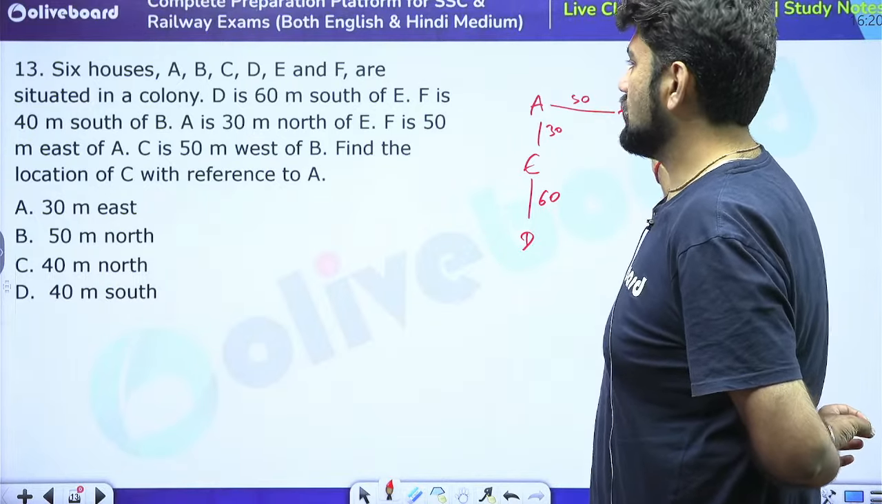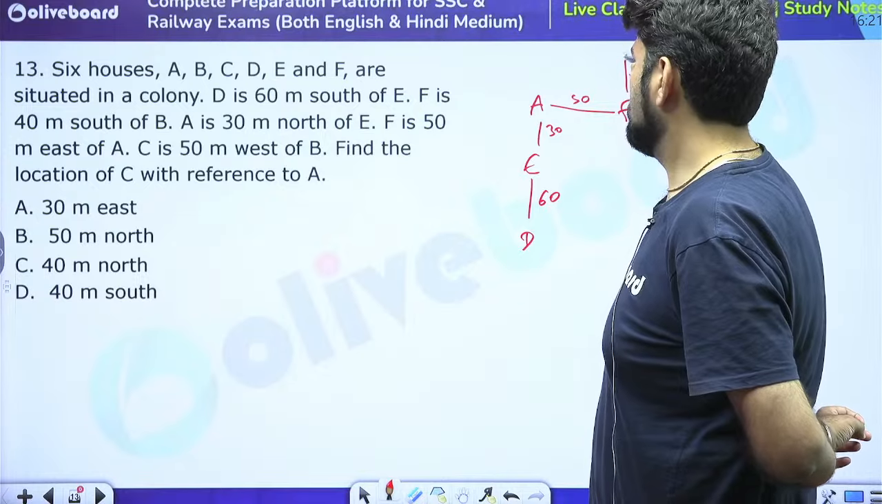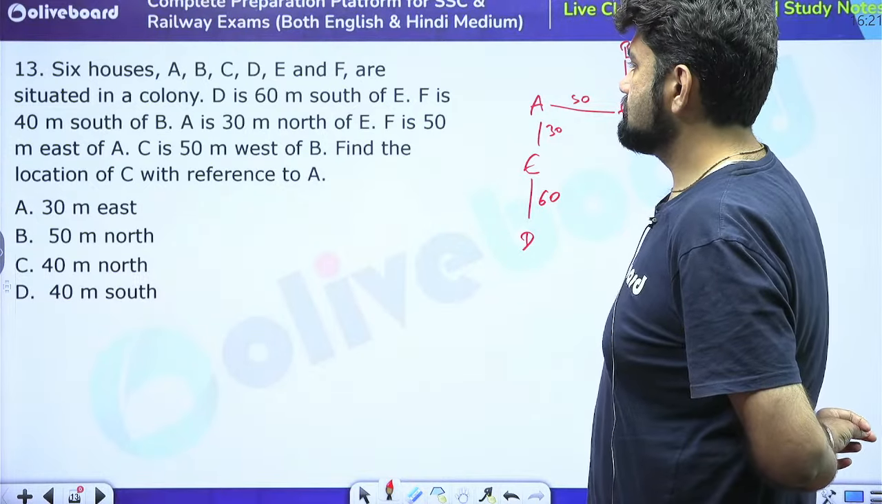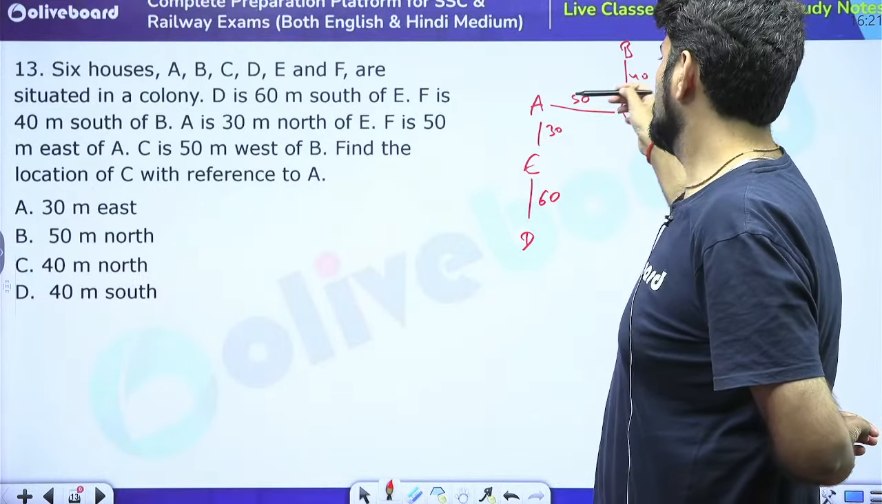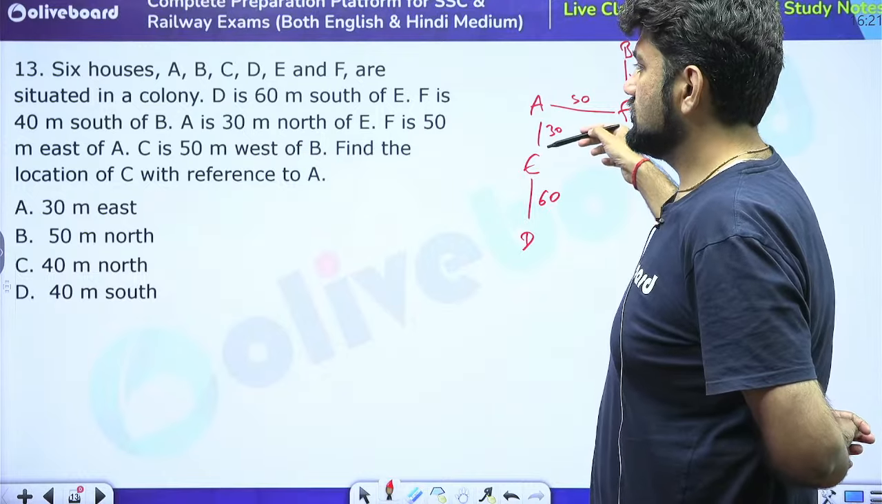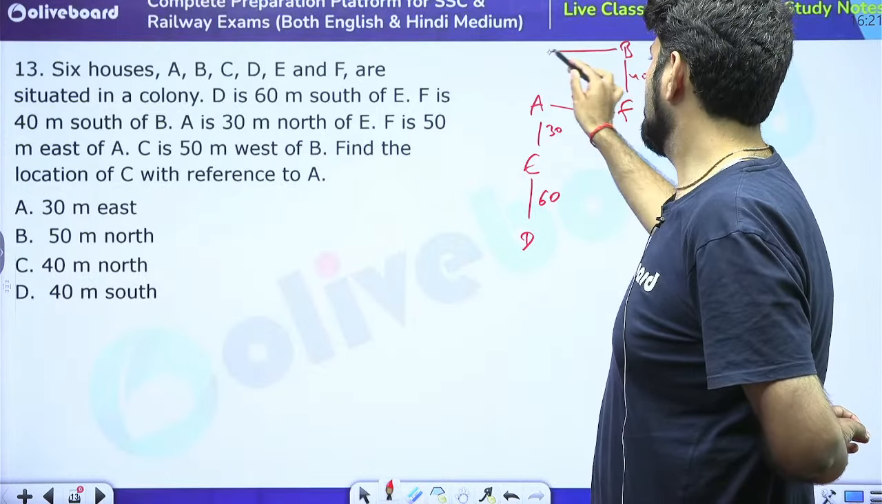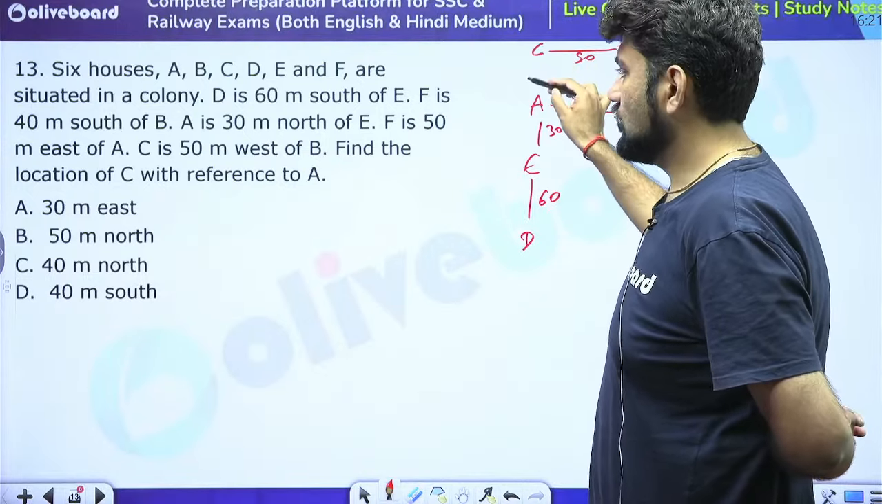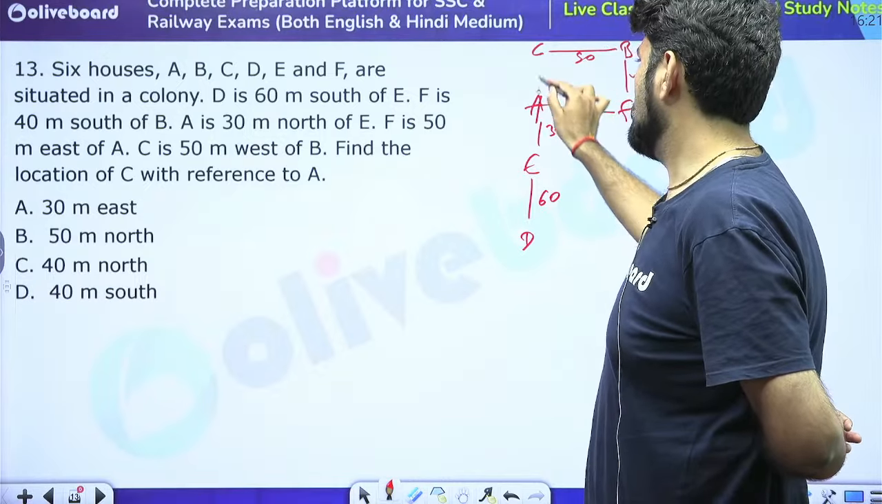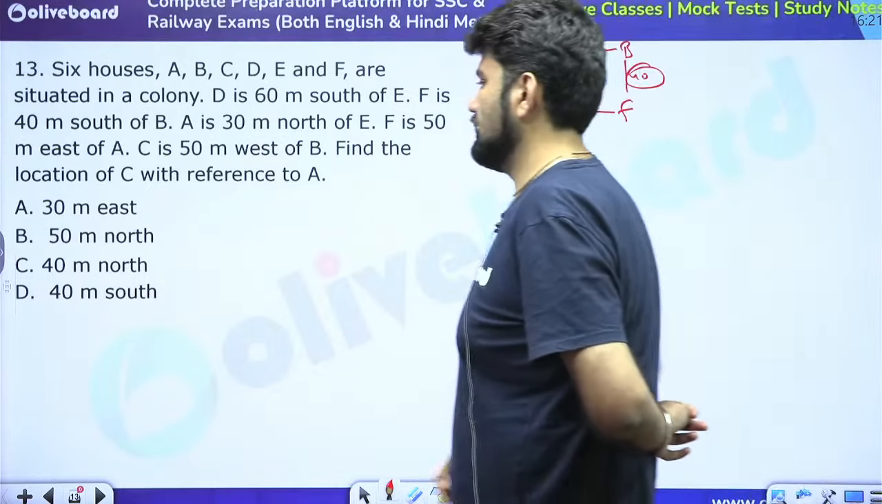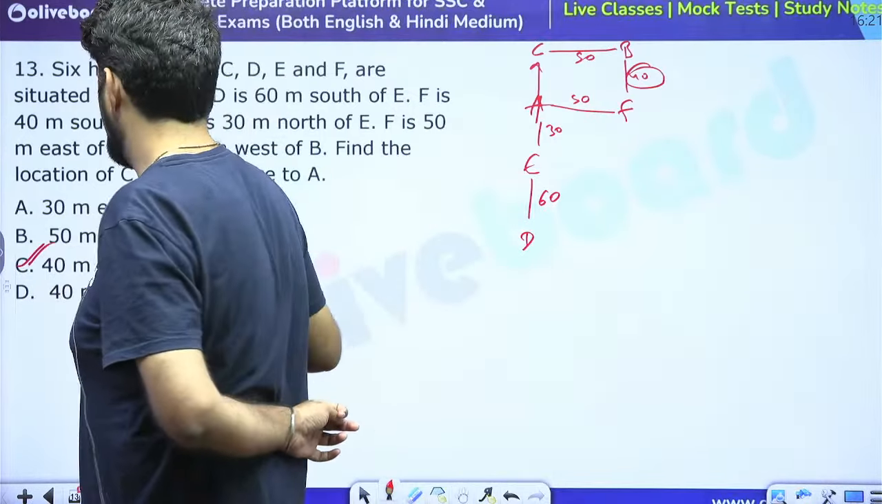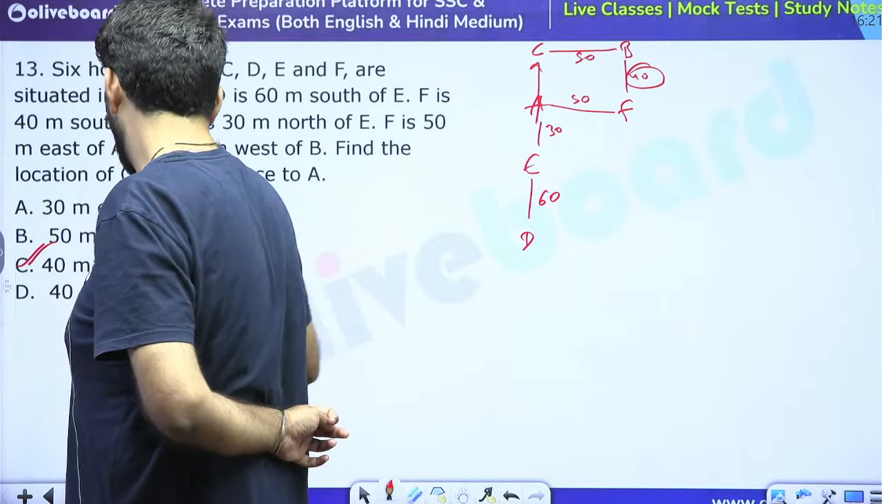And F was 40 meters south of B. A is 30 meters north of E. Okay, already done. C is 50 meters west of B. They want to know the location of C with reference to A. It's north and 40 meters. 40 meters north. Easy. Option C is the right answer. Okay, next.